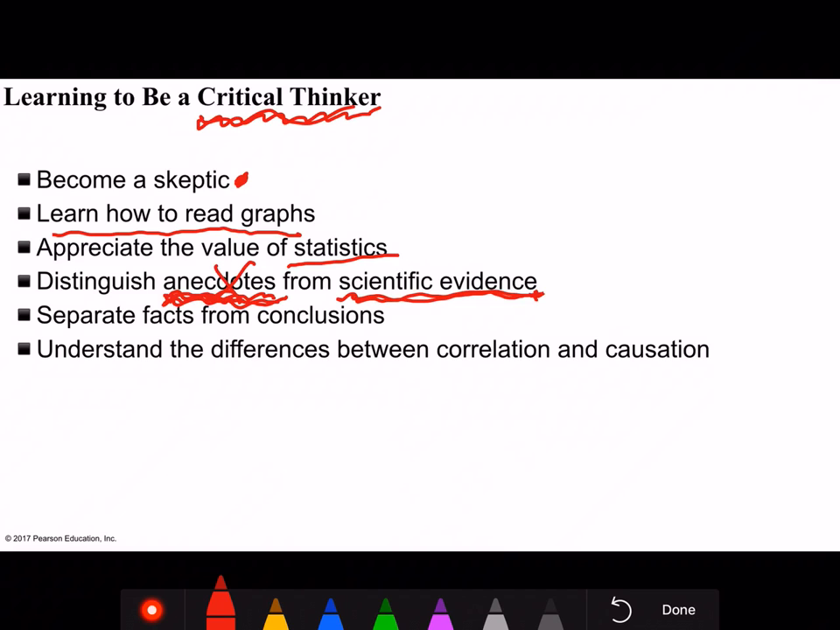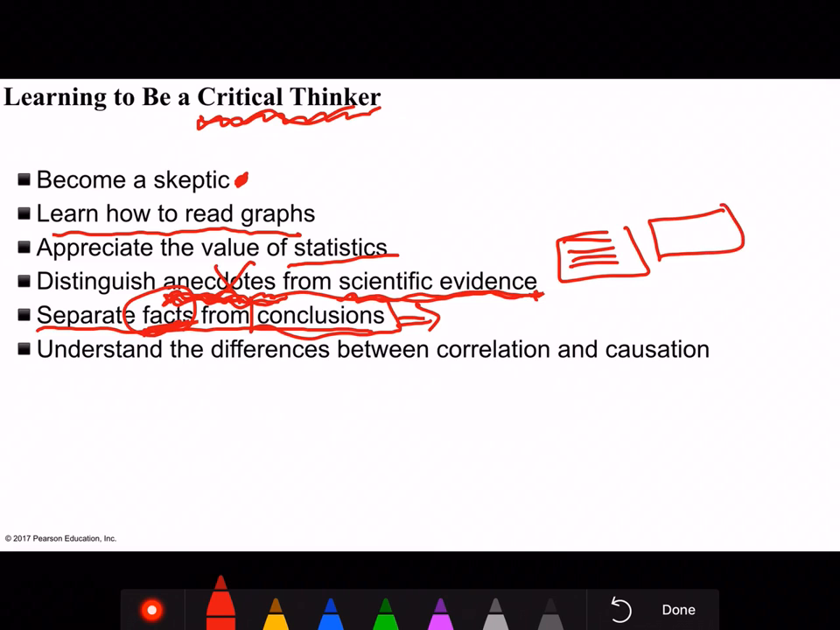And of course, you need to separate facts from conclusions. Facts usually are very stable. They don't change. But conclusions might change based on the science itself. Science is changing, so conclusions are going to change. You and I might read the same paragraph, but each of us would conclude different things from it. So we also need to distinguish facts from conclusions.